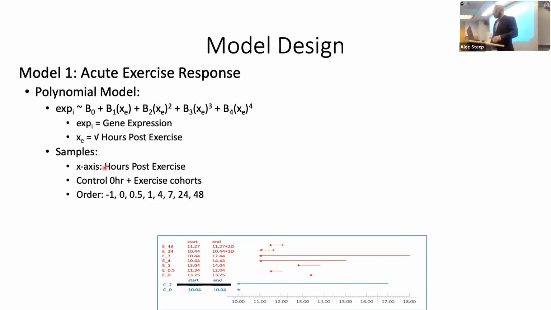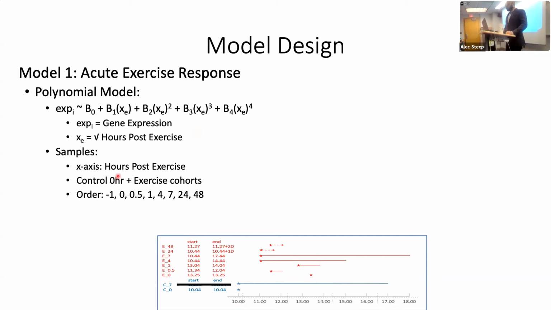One of the perks of the model is it's incredibly flexible. Now, you can't draw an elephant with this model, but it does allow us the flexibility to capture the very diverse responses we're seeing in these exercise genes.